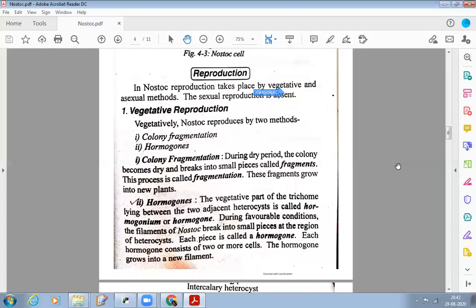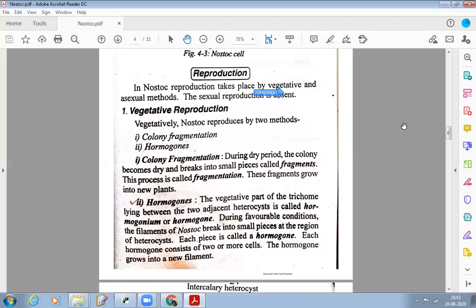Colony fragmentation: during the dry period, the colony becomes dry and breaks into small pieces called fragments. This process is known as fragmentation, and these fragments grow into new plants. Especially during the summers, in the scarcity of water during the dry period, the gelatinous colony will be broken down into smaller fragments. Then each fragment can grow into an individual colony.